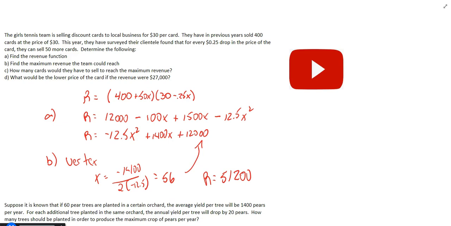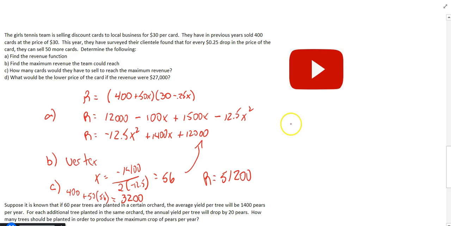C says, how many cards do they have to sell to reach that number? So C, I actually figured it out already. For C, they would have to sell 400 plus 50 times 56, which equals, let's see, if I do 400 plus 50 times 56, they would need to sell 3,200 cards.